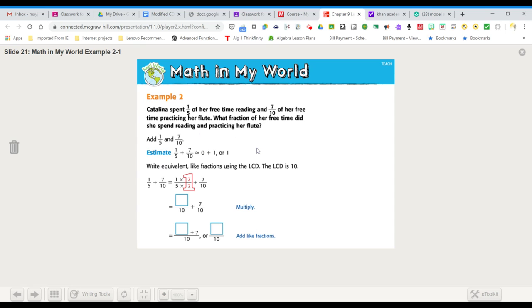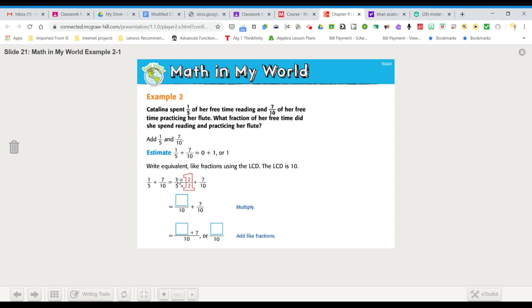You can do some estimation if you want. 5 does go into 10 evenly twice. So if you are looking at 5 and 10 on your multiplication chart, you will see that the first number that they have in common is 10. 10 times 1 is 10, so they didn't do anything with that. You didn't have to do anything with that fraction. 7/10 just stays 7/10. Notice it stayed 7/10 down here.